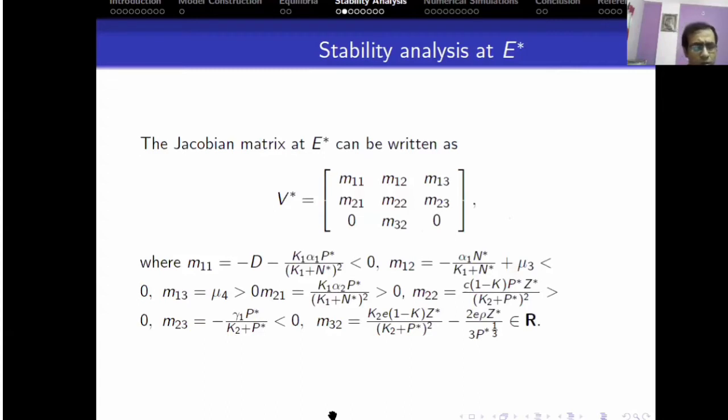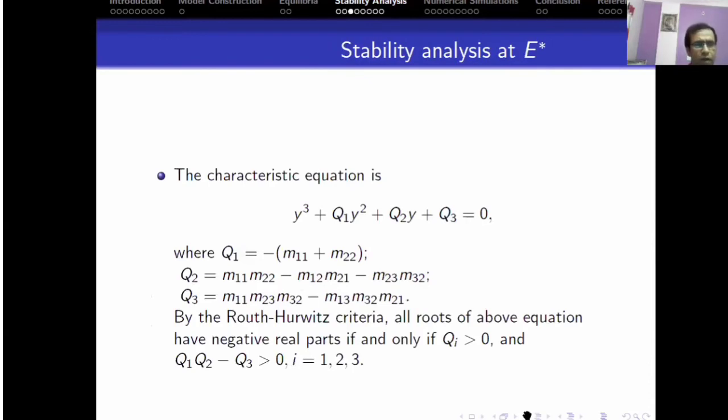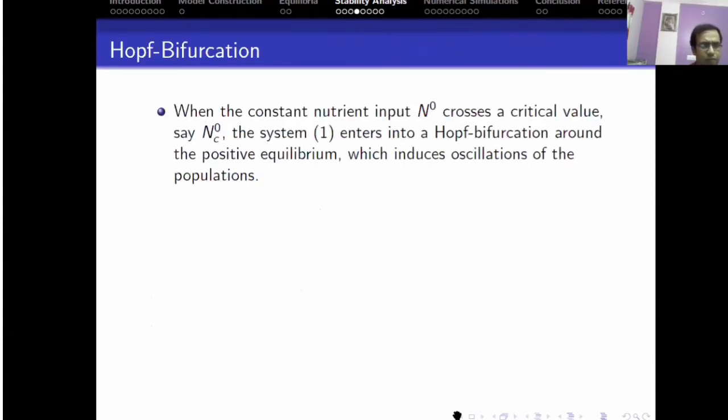And now we study the stability analysis at E star. So first we compute the Jacobian matrix at E star like this, and these are the components. From this Jacobian matrix, we first compute the characteristic equation like this, and this is the value. And according to the Routh-Hurwitz criteria, we say that if this condition is satisfied, then E star is locally asymptotically stable.